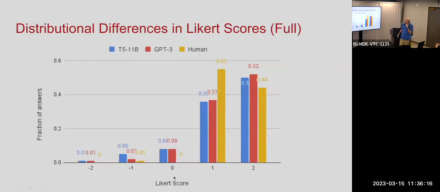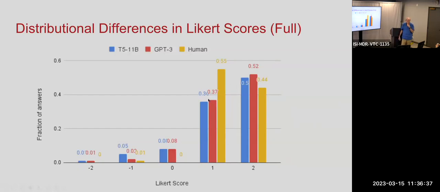This is the actual distribution of Likert scales from different models and humans. Look at the model here. It's getting more +2s. GPT-3 with COMET knowledge, 52% of the answers are getting +2s. Humans are at 44%. But humans get +1s a lot more, 55%.